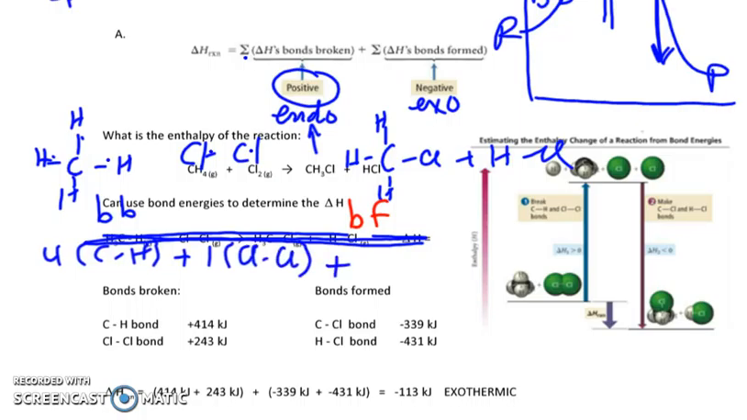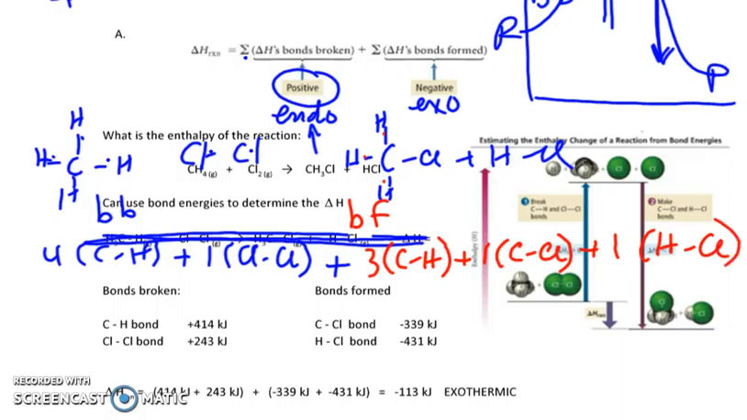Okay, now what bonds are being formed? I have 1, 2, 3 C-H bonds. I have 1 C-Cl bond, and I have 1 H-Cl bond. So what we need to do is use our page 19 and go back and forth and see what these values are. If you look at C-H on page 19, you'll see 414. You see Cl-Cl, you'll see 243. You see the C-H, once again, it's 414. Now look for C-Cl. It's toward the bottom of the left-hand column. I see 339. And then H-Cl is toward the top. It's 431.